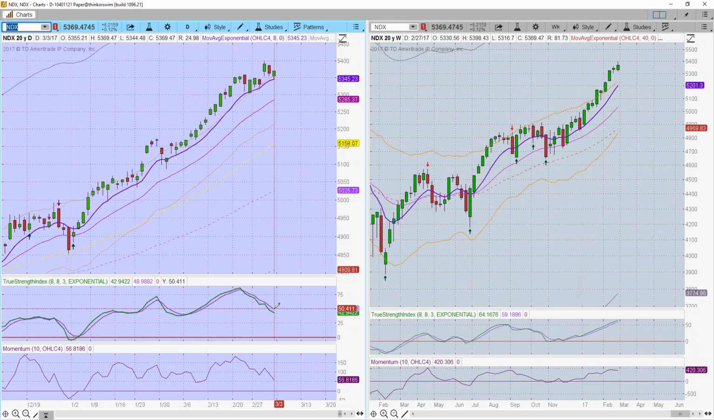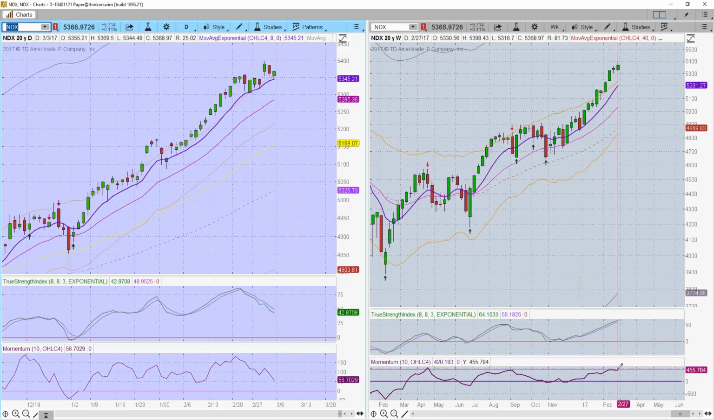but TSI not rebounding to the upside, and the daily momentum is actually going to a new low, but again, still above the zero line. Slight negative divergence on a weekly chart on the momentum. TSI moving on up to past highs.